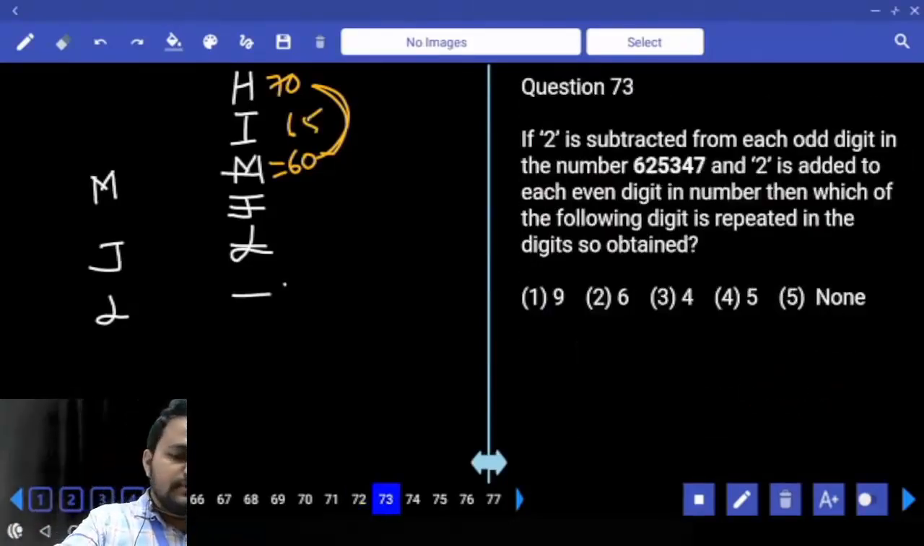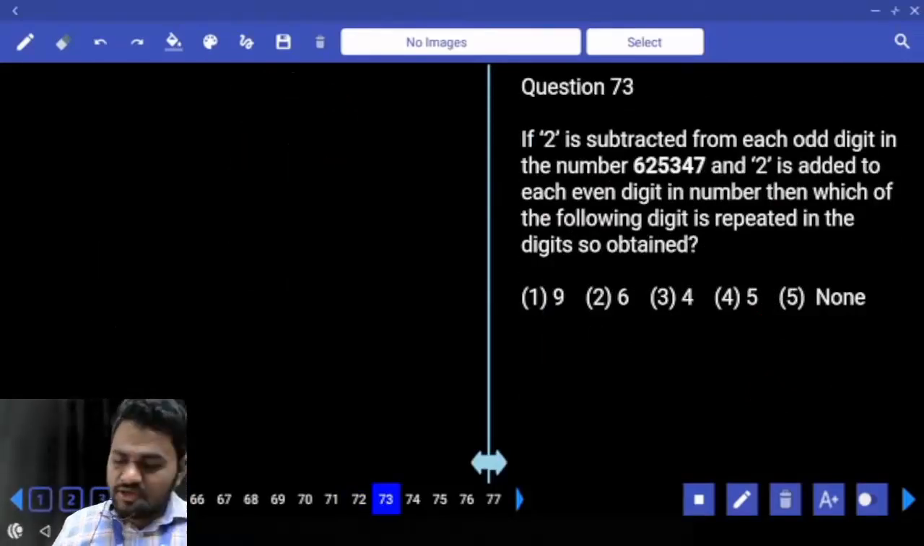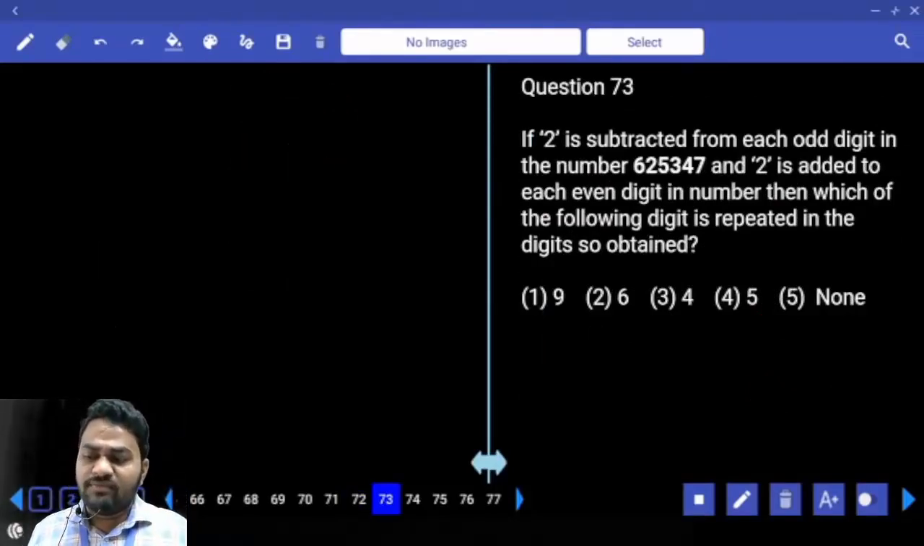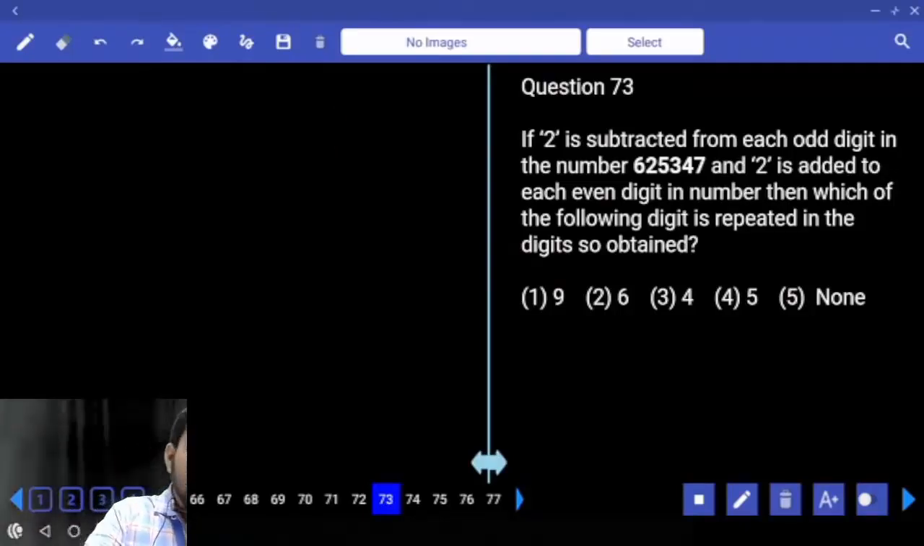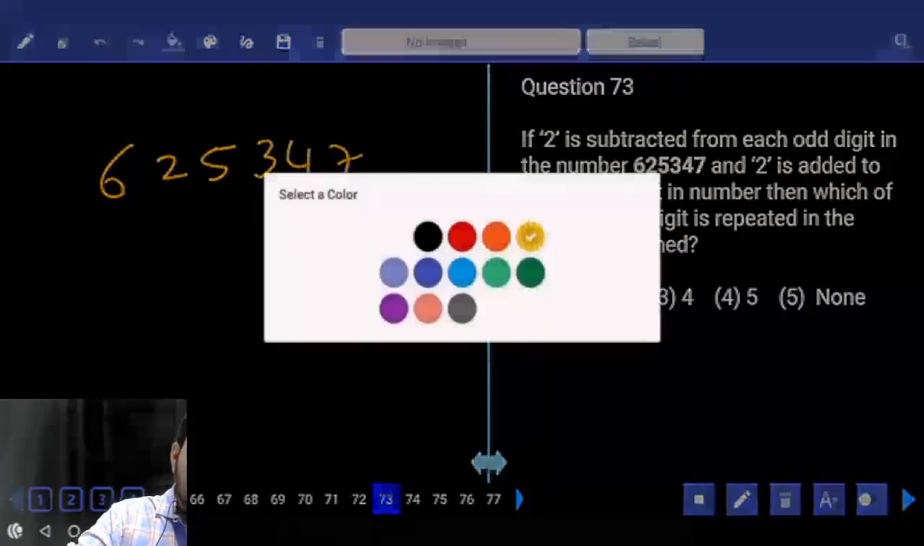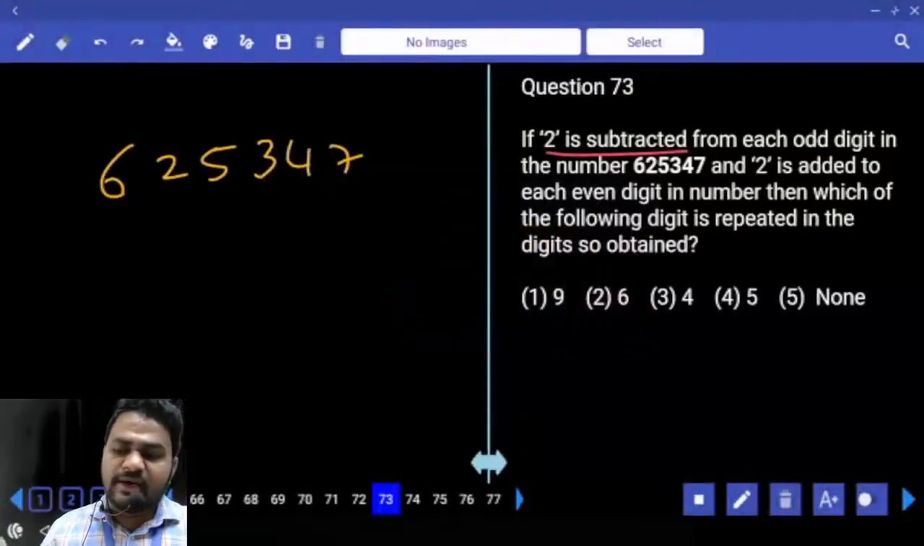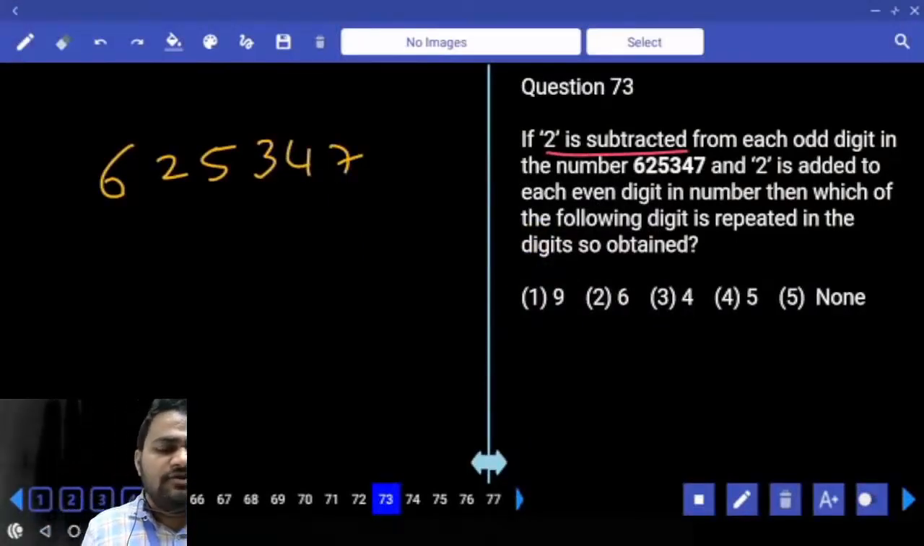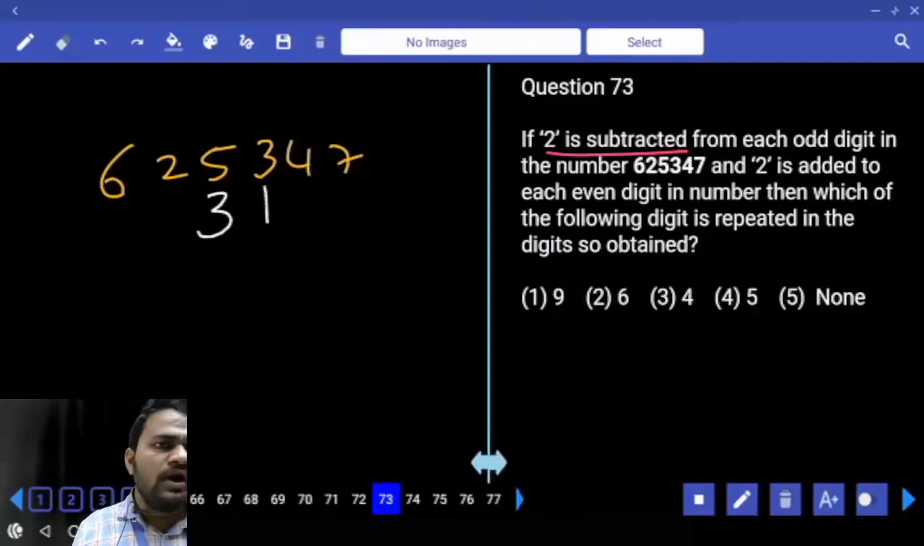Next, 73. If 2 is subtracted from each odd digit in the number 6, 2, 5, 3, 4, 7, the condition says that 2 is subtracted from each odd digit. First let us choose odd digit. Here 5 is an odd digit. 5 minus 2, 3. 3 minus 2, 1.